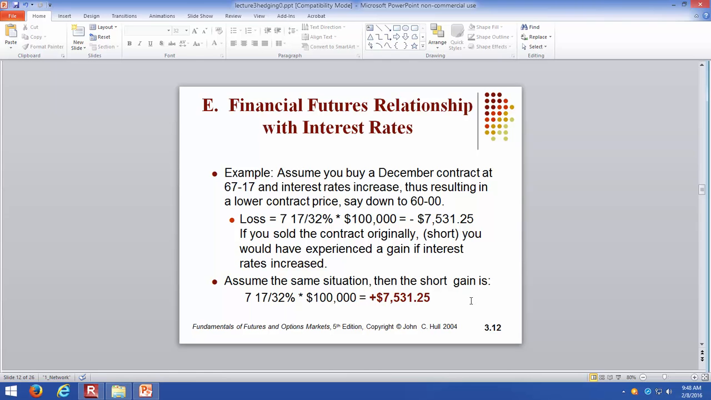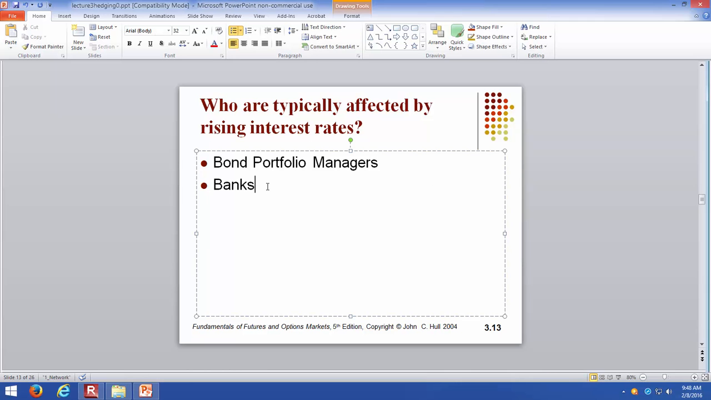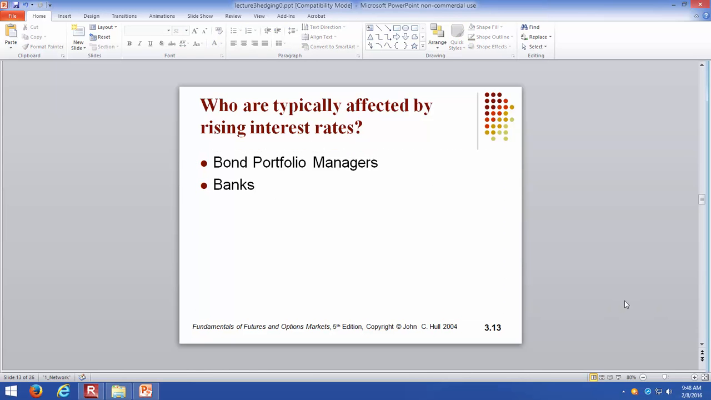If you expect interest rates to go down, your strategy would be to buy the interest rate futures, because now you bought it at a lower price, and as the price goes up, you can sell the bonds for a higher price. Okay. So who are typically affected by rising interest rates? Bond portfolio managers and banks. And the reason we are saying that is that bond portfolio managers hold a portfolio of bonds, and as interest rates go up, the value or the price of the bonds will go down.